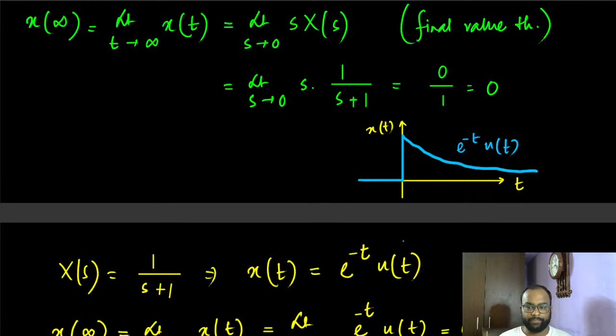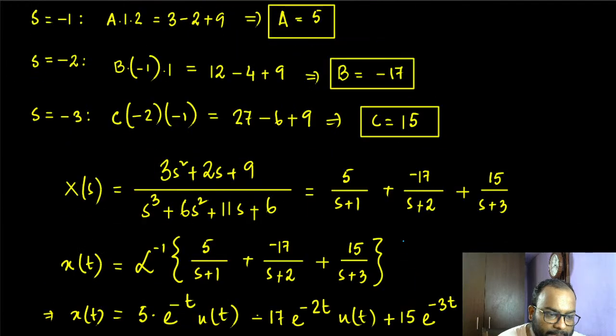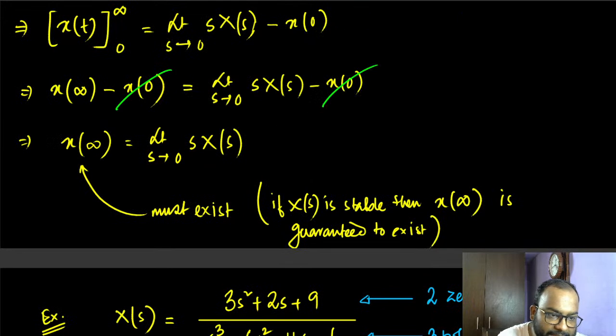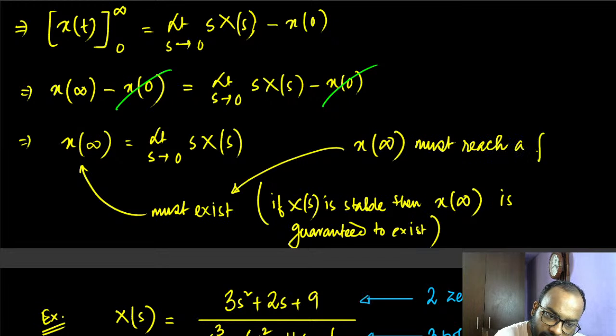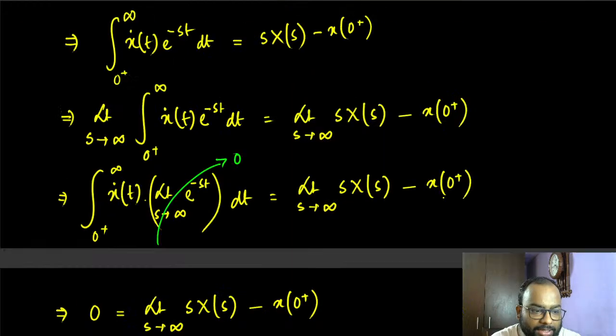This signal is bounded. The point being that the signal has to be bounded for the applicability of the final value theorem. So let me just go back to the final value theorem discussion, and let's say this must exist, or in other terms, x(infinity) must reach a fixed steady state. So it must reach a final value in order for this theorem to be applicable. So this has got nothing to do with the poles or zeros.